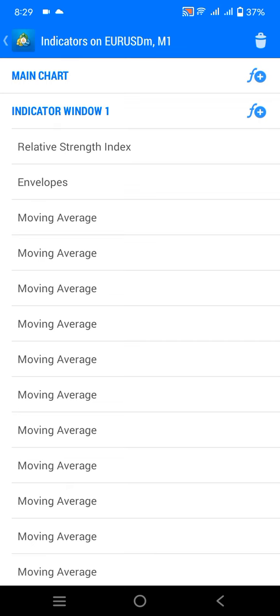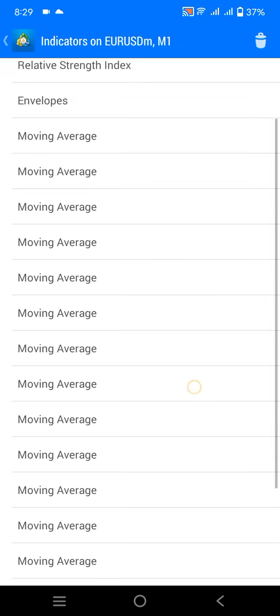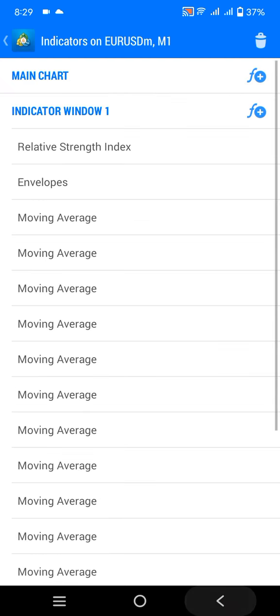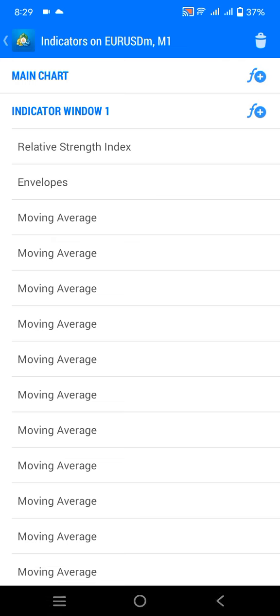You have to choose all moving averages, RSI, Envelopes, all in the indicator window, not on the main chart. Remember this, not for the main chart. These are all indicator settings for indicator window 1. Always remember. Okay, after adding RSI, you have to click on indicator window 1. Once done, you have to add all indicators below in indicator window 1. Remember this. I'm repeating again and again so you guys understand clearly. Not on the main chart, you have to go to indicator window 1, not on the main chart.